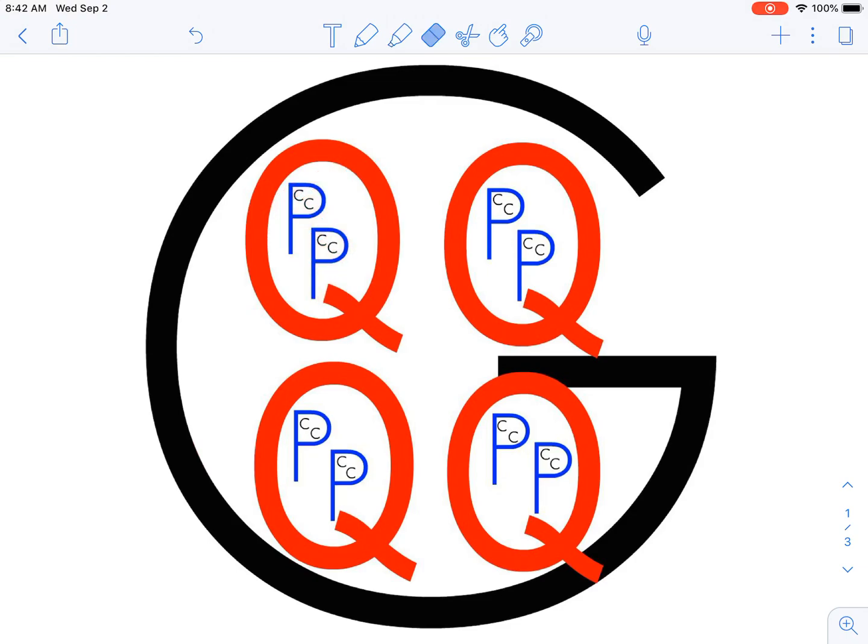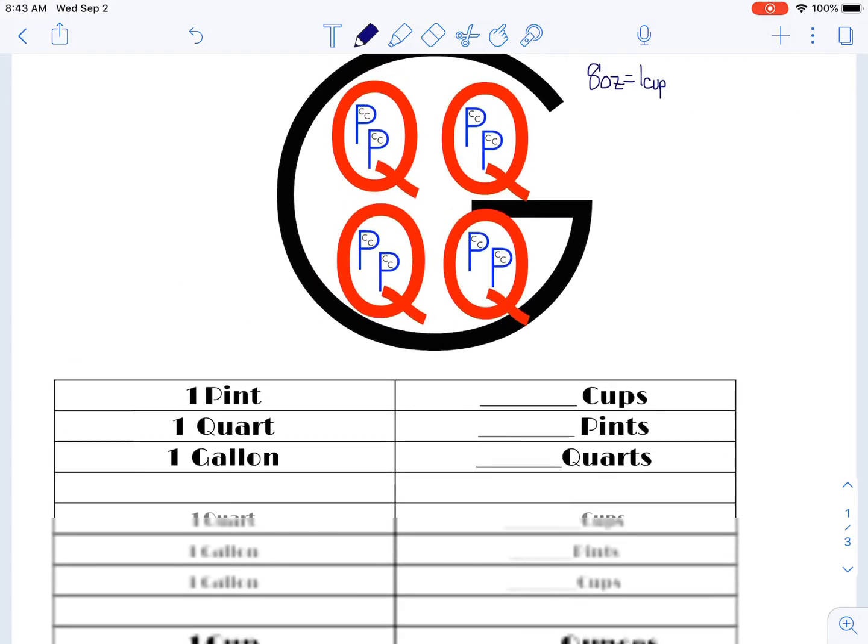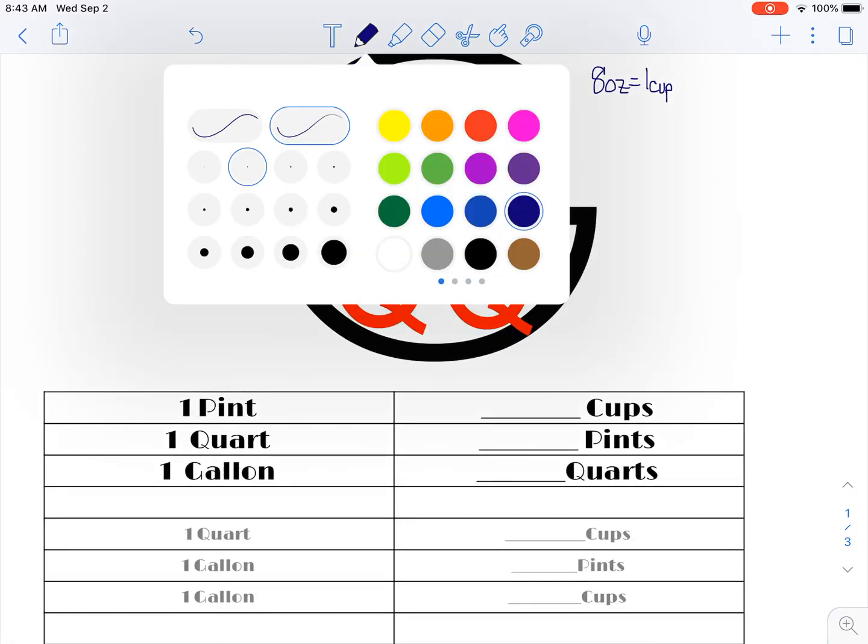You see the 2 little cups, that's because there are 2 cups in each pint. The only thing that this does not show us is that there are 8 ounces in 1 cup. And you could even put the little 8s inside of the C's if you wanted to. But it's a cool drawing because you've only seen this for a couple seconds, and I'm sure if you close your eyes you could probably visualize it already. So it helps us out with these conversion factors.